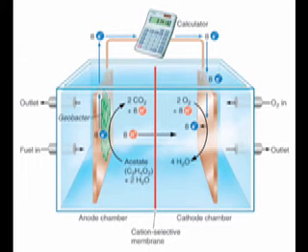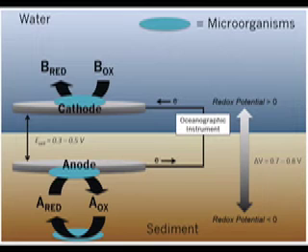The cells work when anaerobic bacteria degrade and oxidize acetate in the water to carbon dioxide and electrons. The electrons are deposited onto the anode and then form a circuit by going to the cathode. Oxygen in the water is reduced as it then absorbs the electrons at the cathode.